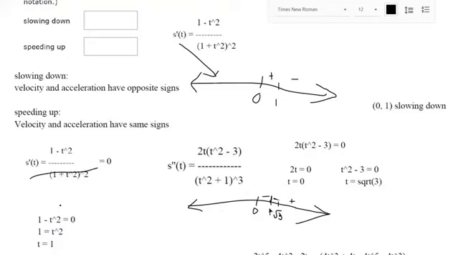And then from 1 to the square root of 3, they're both negative. So 1 to the square root of 3, speeding up, because they agree, right? What we said over here, they're speeding up. They have the same sign. And then they switch signs again. From square root of 3 to infinity, we have a positive for the acceleration and a negative for the velocity. So square root of 3 to infinity, they're opposite signs, so slowing down.